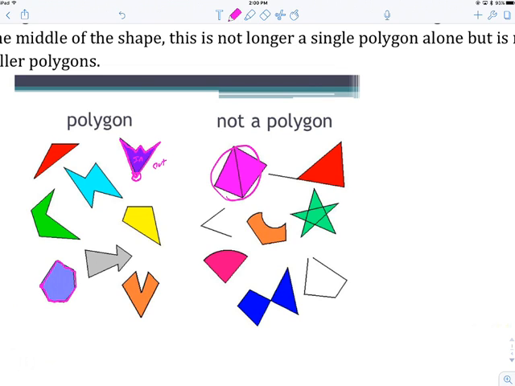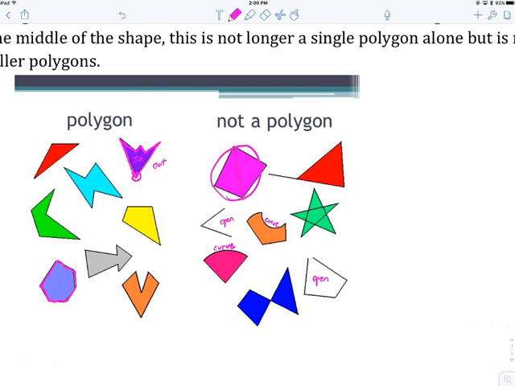So that is 2 separate polygons. Or if you remove this shape in the middle, just erase it with my pink pen, now you would have a single polygon. This one down here is open. This one has a curve. This one has a curve. So these are all a list of things you can't have.